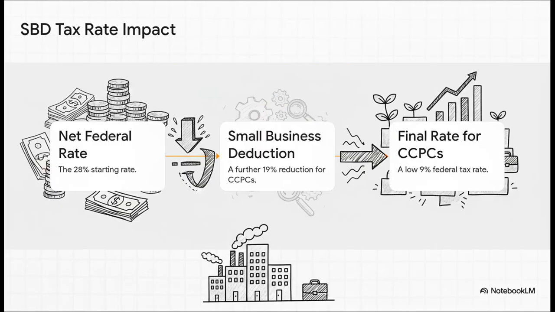The impact of the SBD is, well, it's huge. Remember that 28% federal rate we started with? The SBD slashes that by an additional 19 percentage points. That brings the federal tax rate on the first $500,000 of active business income all the way down to just 9%. This creates a massive tax deferral, which means there's a lot more cash left inside the company to reinvest, hire people, and grow the business.